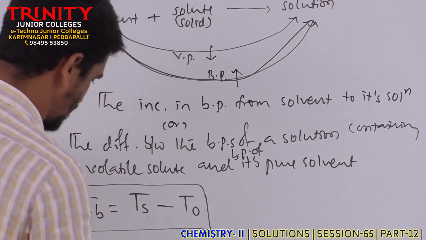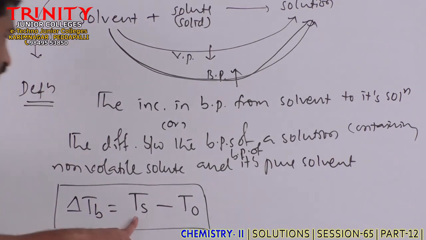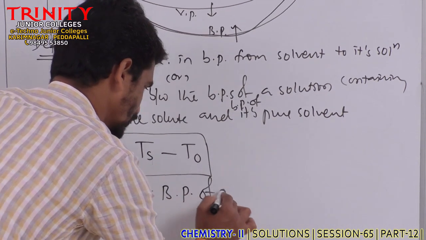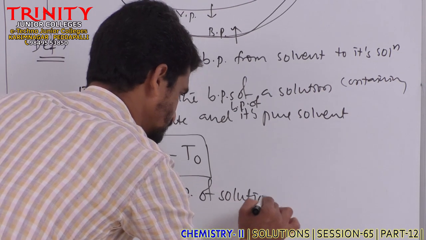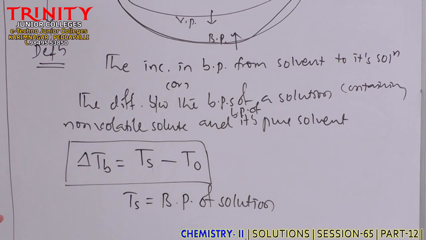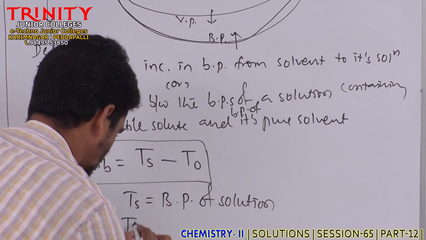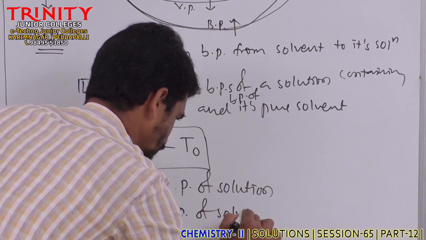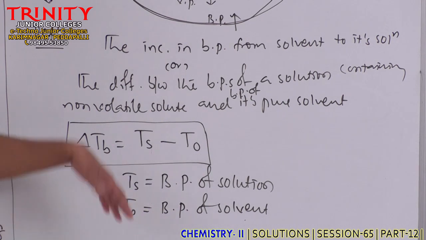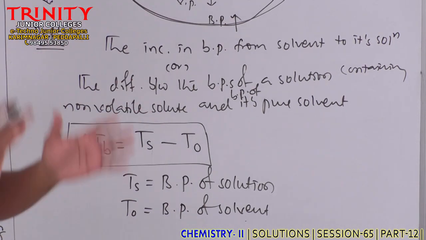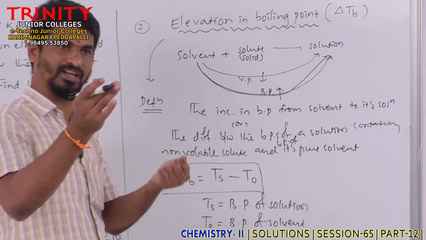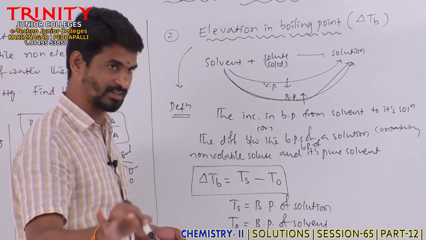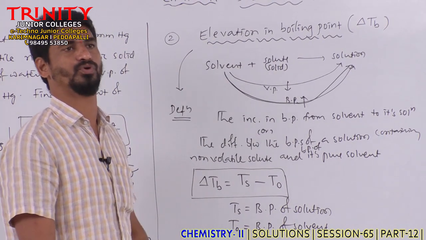So this is elevation in boiling point. What is Ts? Ts is the boiling point of the solution. What is T naught? T naught is the boiling point of the pure solvent. This is called elevation in boiling point. You take any solution containing a non-volatile solute, the boiling point of the solution is always greater than the boiling point of its pure solvent.